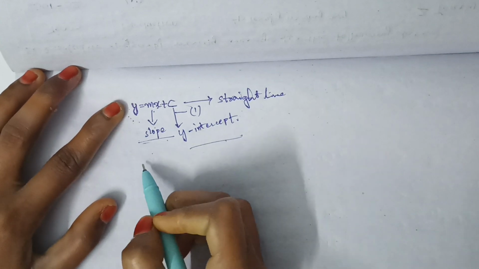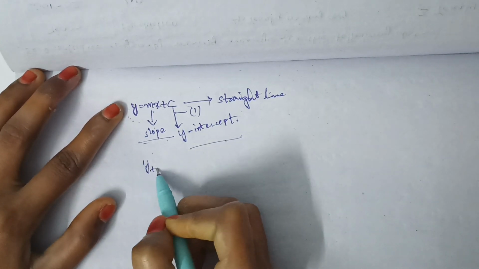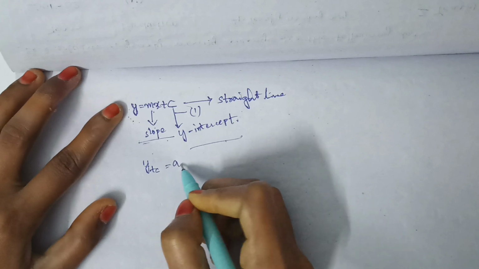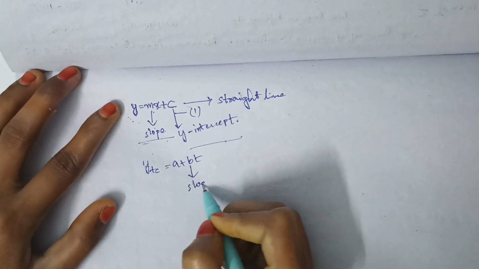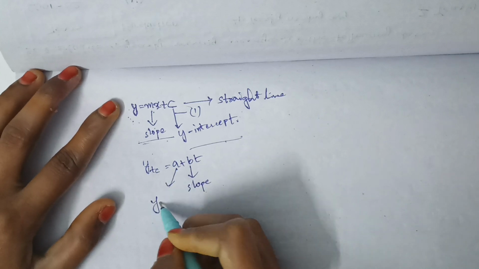Here is the same case, but we have the equation like this. ytc is equals to a plus bt. This b is the slope and a is the y intercept.